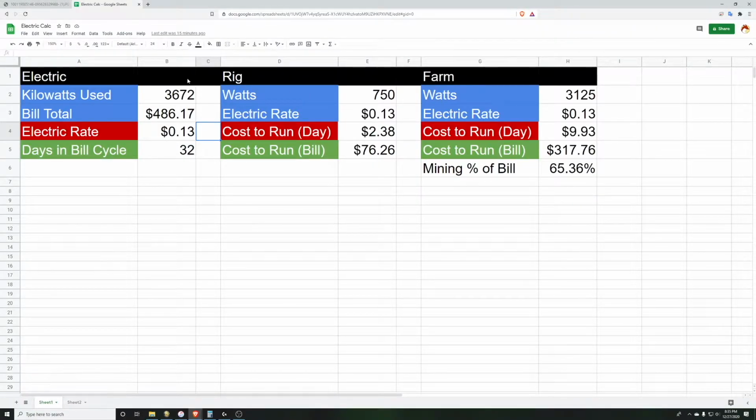So let's bring them over into my spreadsheet here. That's going to help us calculate that and do a few other things as we get into the mining part of this. So you can see I've entered my kilowatts used, my bill total, and then just dividing those two is going to give me that I pay 13 cents per kilowatt hour electric rate.